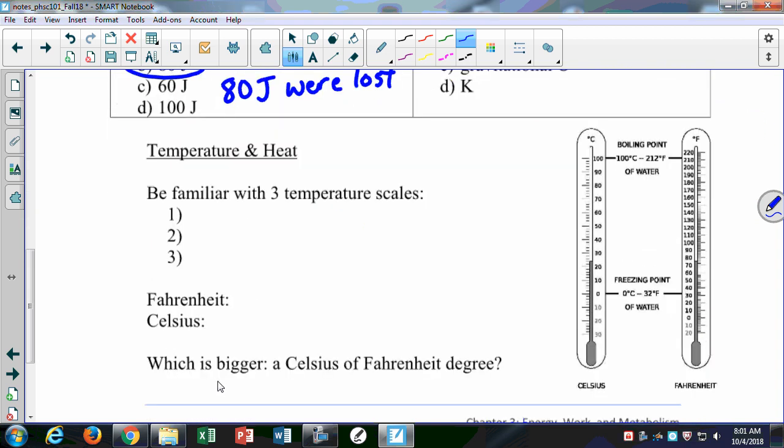Okay, so temperature and heat. I want you to be familiar with the 3 different temperature scales. They are Fahrenheit, which is German, Celsius, which is the most commonly used scale around the world, and then the Kelvin scale. And the Kelvin scale is the SI unit for temperature.